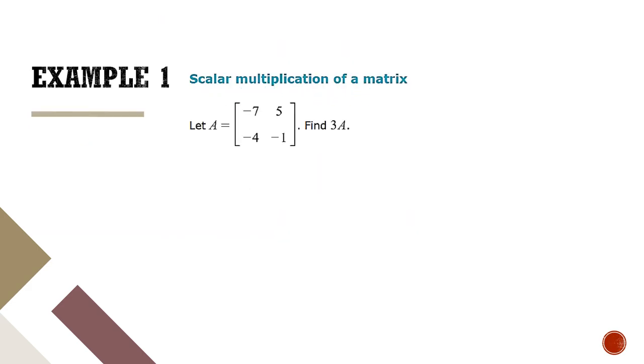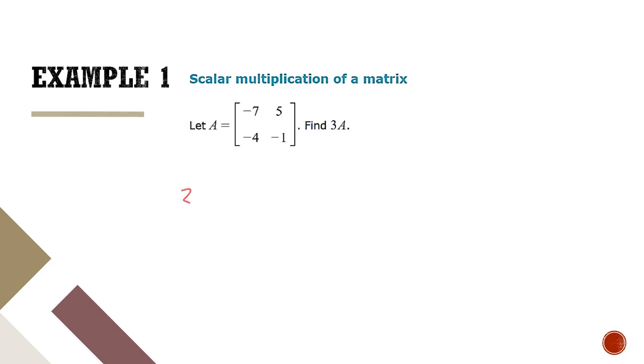We're going to do scalar multiplication. One thing to note is each part inside is called an element. So -7 is an element, 5, -4, -1. Those are all elements. And we're going to find 3 times A. A scalar is just a number, like 3, and we're multiplying it to matrix A.